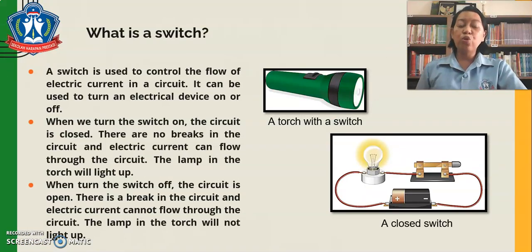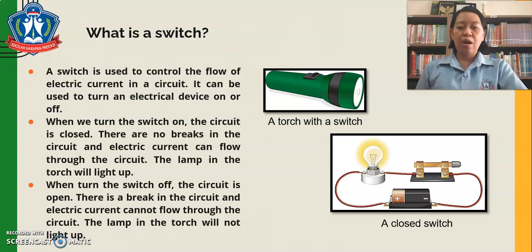Moving on, what is a switch? A switch is used to control the flow of electric current in a circuit. It can be used to turn an electric device on or off. See the example here, a torch with a switch. When we turn the switch on, the circuit is closed. There are no breaks in the circuit and electric current can flow through the circuit. The lamp in the torch will light up. See the example here of a closed switch. The switch is closed, so naturally the lamp will light up.